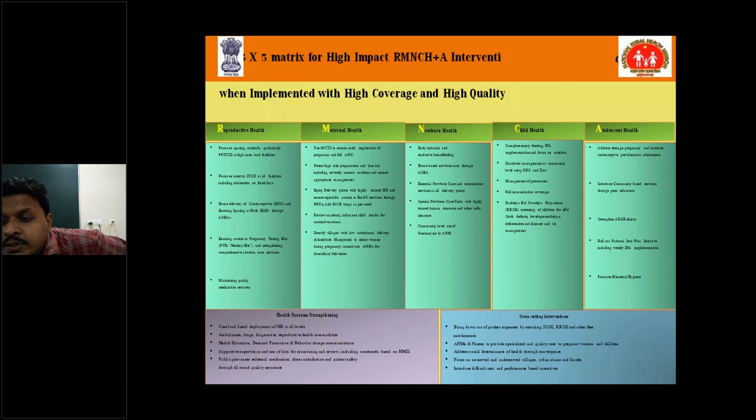Then introduce community based services, and then strengthen the ARSH clinic. Just now I told you, ARSH clinics, adolescent reproductive and sexual health clinics. Then the Iron Plus initiative, including weekly iron folic acid supplementation, and promote menstrual hygiene also. We have to explain menstrual physiology to the adolescents. So what do you mean by fertile period? What do you mean by contraception period?